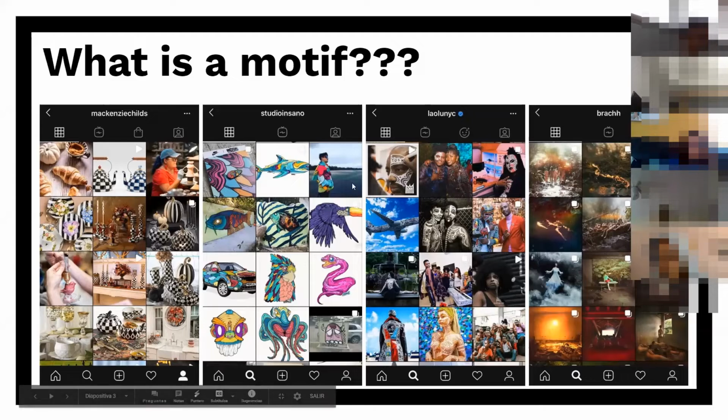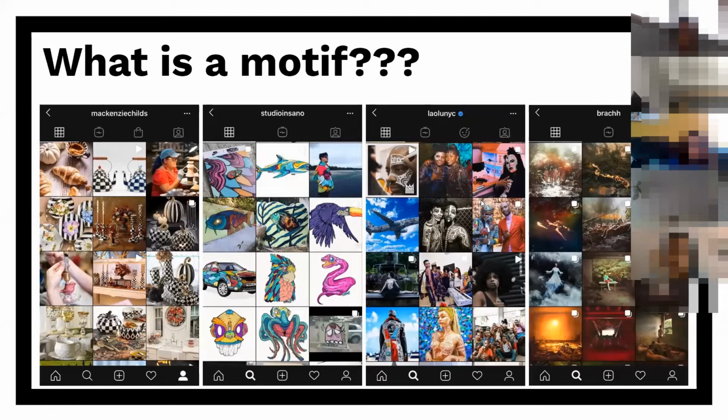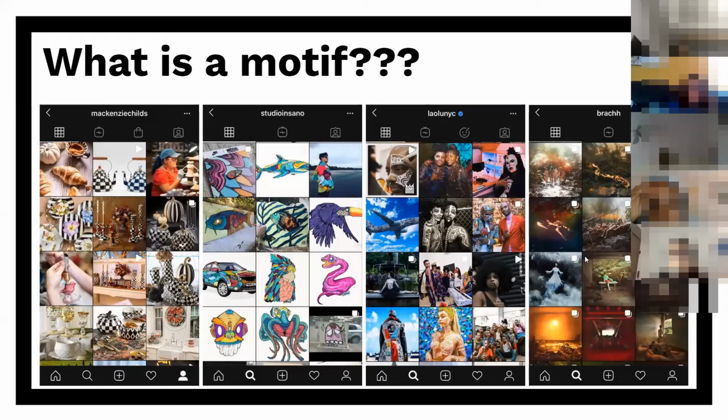Then we have Laolu NYC. I don't know if you guys have seen him before or his work, whether it's in clothes or sneakers. He's done some branding work for different shoe companies. He did an advertising campaign also for an airplane company. What do you notice in his style? People painting patterns on bodies.